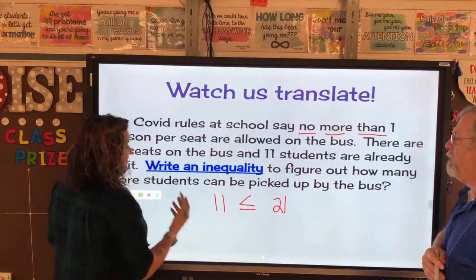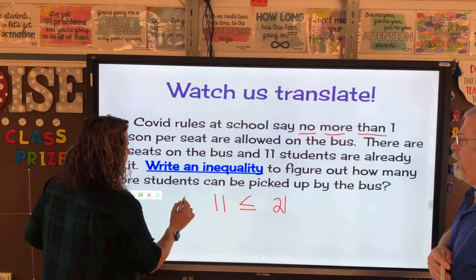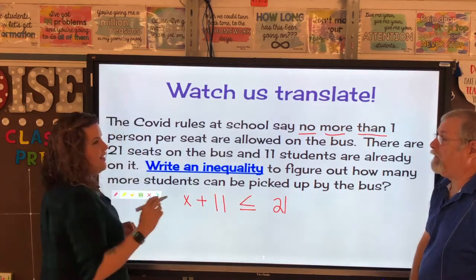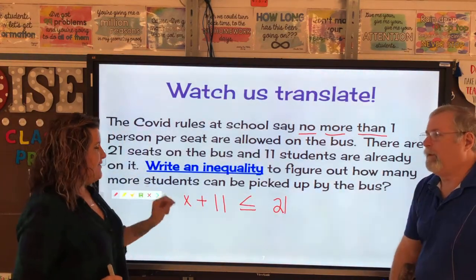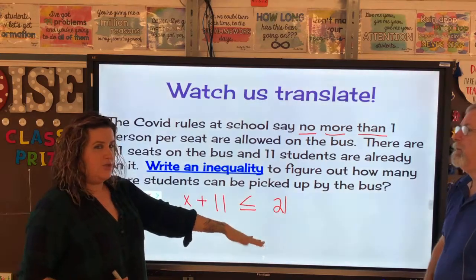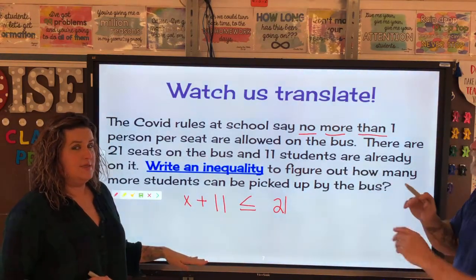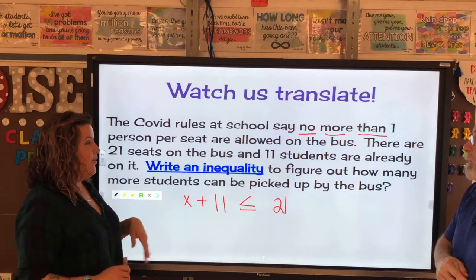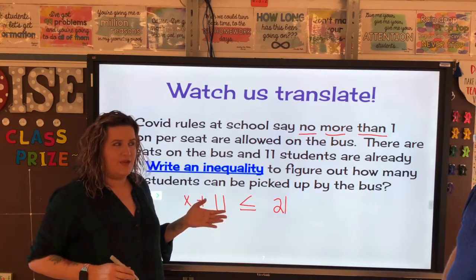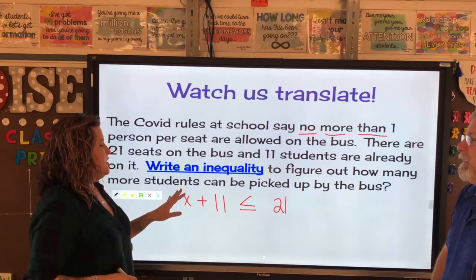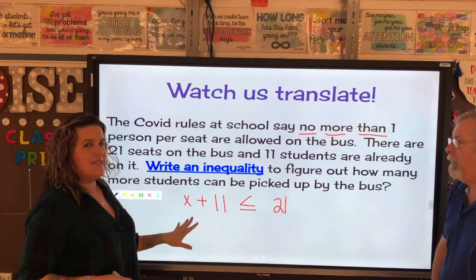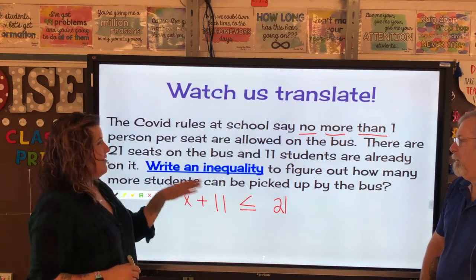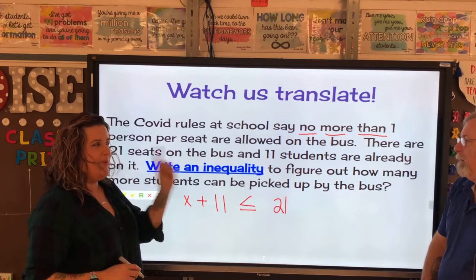Exactly. So I have to figure out, well, how many more students can I have? So the number of more students plus the 11 that are already on there have to be less than or equal to 21. So here's my number set. So now she's written her inequality. Now we're going to solve it. I solve an inequality just like I solve an equation. I'm going to take the stuff on the side with the variable and get rid of it. So x plus 11, the opposite of plus is minus.